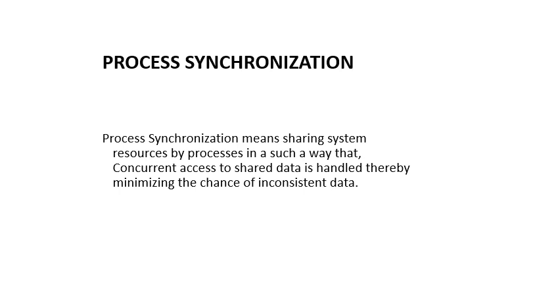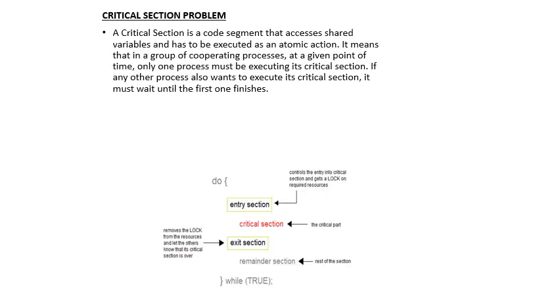Okay, this is all about process synchronization. And next, entering into the critical section problem. So what is a critical section problem? A critical section is a code segment that accesses the shared variables and has to be executed as a single action, as an atomic action.